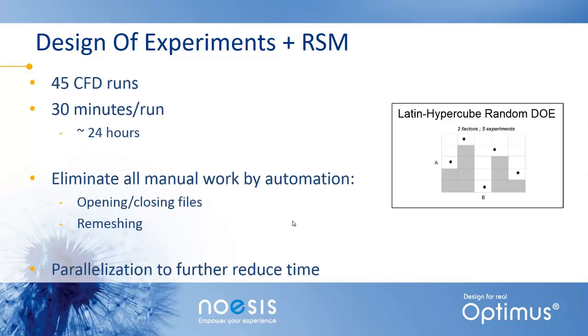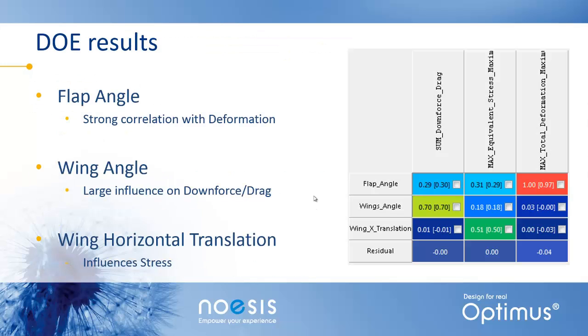Here, the design of experiments, because of the long runtime of the CFD, we've actually truncated a little bit. We're only doing 45 CFD runs using a Latin hypercube DOE. Because of the automation that Optimus has used, we've reduced the need to manually open and reclose these files and to do all of the remeshing. In addition to all of that, we've set ANSYS to run in parallel, so all of these models in the DOE run simultaneously.